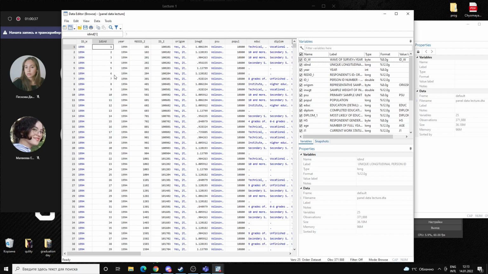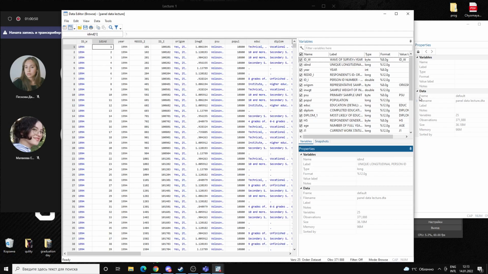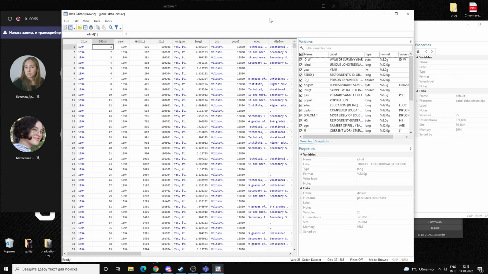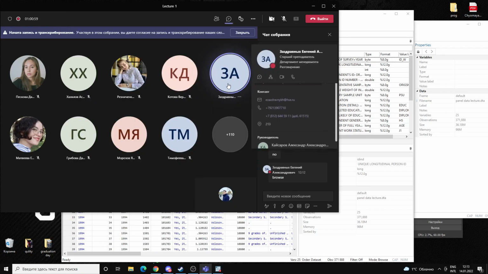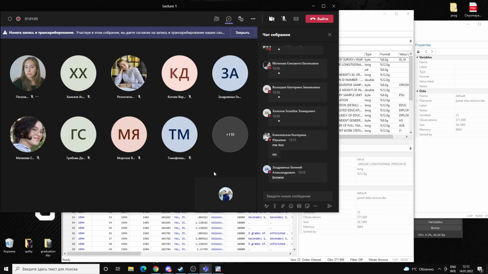Well, and another column is year. You see that the first year is 1994. If you scroll down, please scroll down as far as you can, you will see that the last year is 2019 and the last number of ID_IND is 59413. Do you have it? Yes.